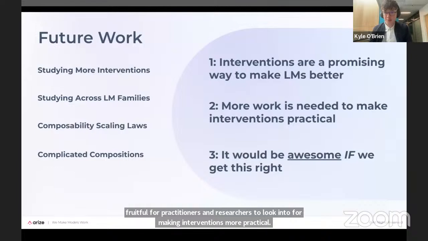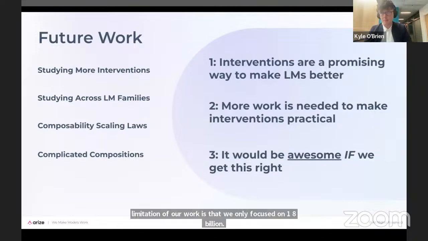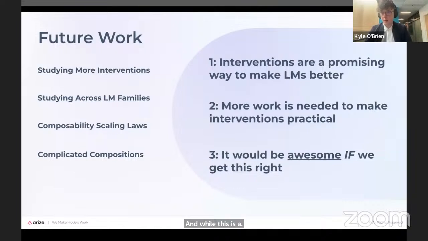Some specific directions that my collaborators and I are thinking about, and that we'd be excited for other folks to look into, is expanding our scope of interventions. There are many proposed in the literature, and it seems like every week or so I see some new interesting paper come out. A limitation of our work is that we only focused on Llama 3 8 billion. While I'd argue this is a fairly representative model, since it's among the most capable at its parameter count, there could be some factor where our results may not generalize across model families.